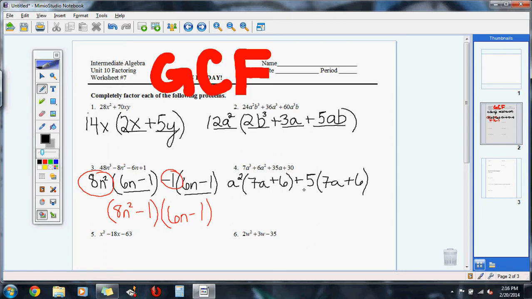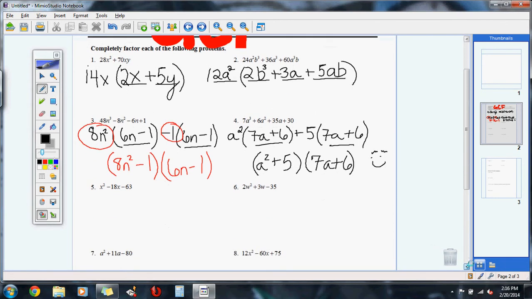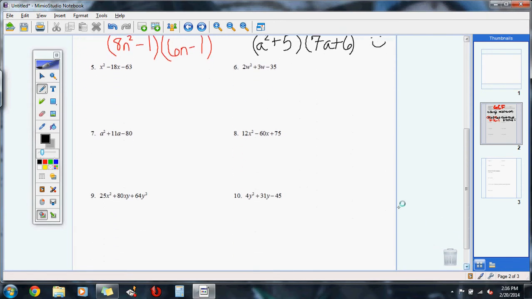Now we don't finish here. We actually go to the 2 binomials now. And we finish by putting the GCFs together. We have a squared plus 5. And then the common binomial term there is the 7a plus 6. Most of you are smiling at this point because you like those grouping ones. Good. All right, now we're transitioning down to the trinomials, to the guess and check type problems.